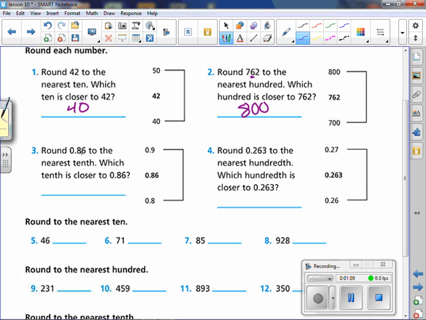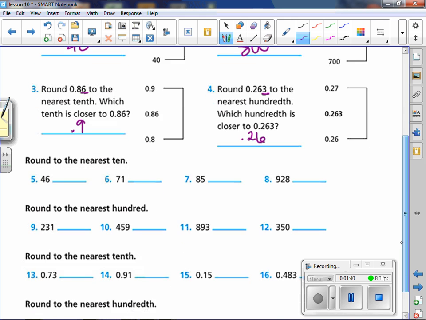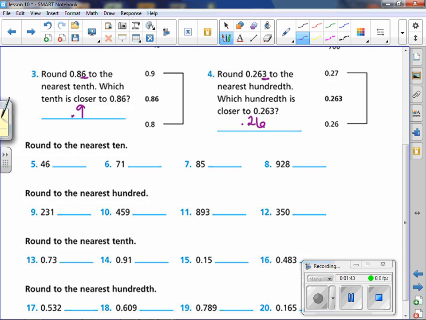So 86 hundredths. If we're rounding it to the nearest tenth, we're looking to the 6. The 6 tells the 8 to bump up, which is 9/10. It's closer to 9/10. Again, 263 thousandths, and if we're looking at whether we're bumping it up or down, we're going to look to the 3 and decide based on that 3. The 3 says let it go, so 26 hundredths. Okay, hopefully that's all making sense. 5 and above, give it a shove. 4 and below, let it go.